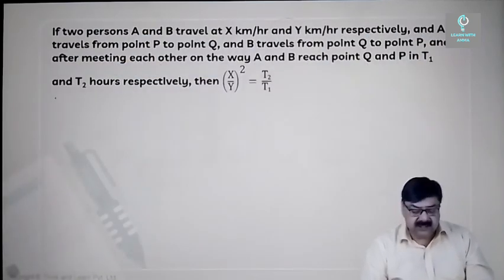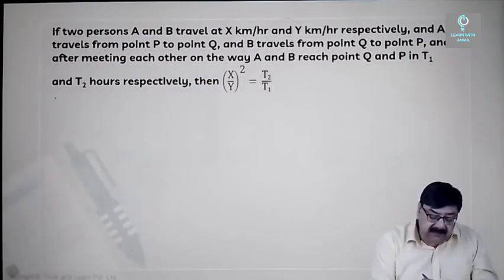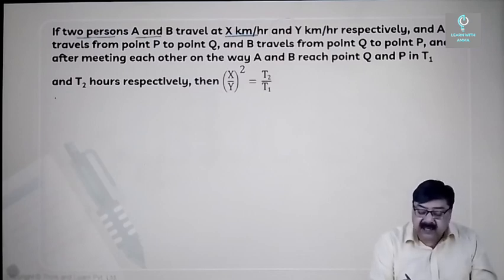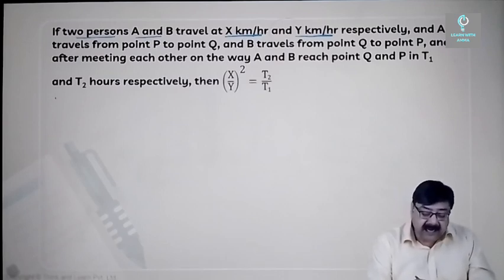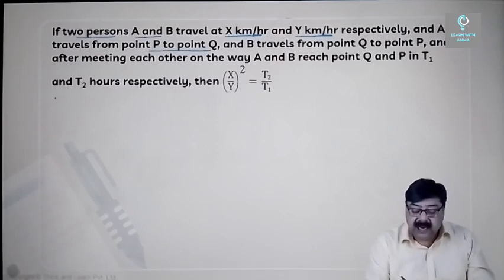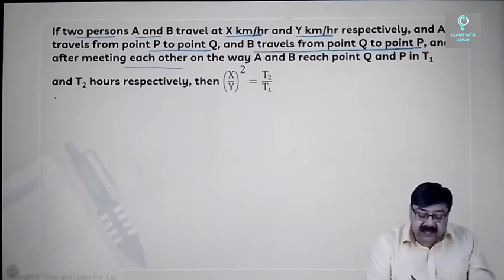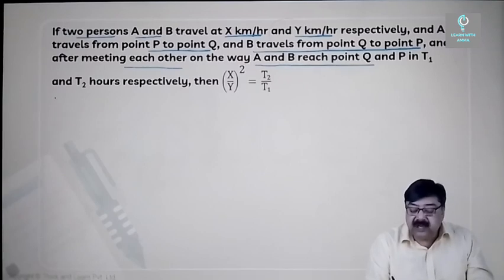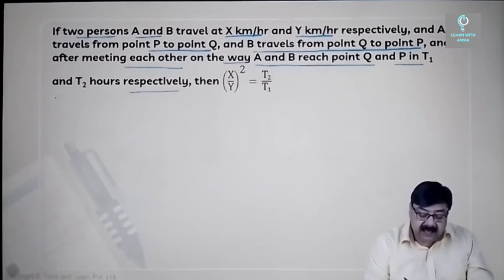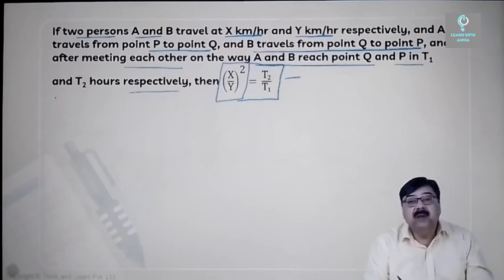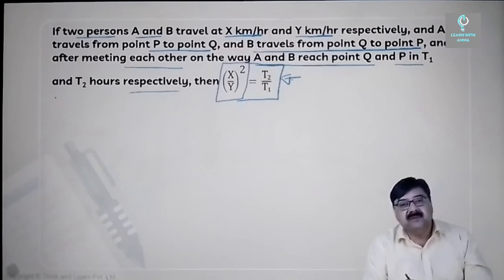Now to solve such kind of questions, we will use this concept. If two persons A and B travel at x kilometer per hour and y kilometer per hour respectively, and A travels from point P to Q and B travels from point Q to point P, and after meeting each other on the way, A and B reach point Q and P in T1 and T2 hours respectively, then x by y whole square equals T2 by T1. We will make use of this formula.